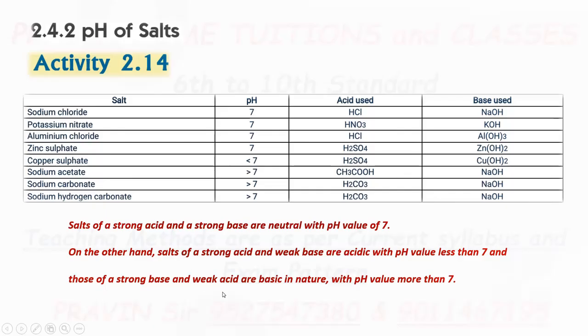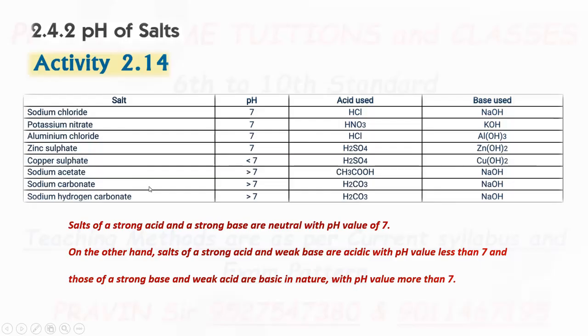Now, when salts are formed from the reaction of strong base and weak acid, these salts are basic in nature. Their pH value is more than 7. Example, sodium acetate is a salt. pH value is greater than 7. It is formed from the reaction of CH3COOH, acetic acid, and NaOH, sodium hydroxide. Because base is strong, this acid is weak.